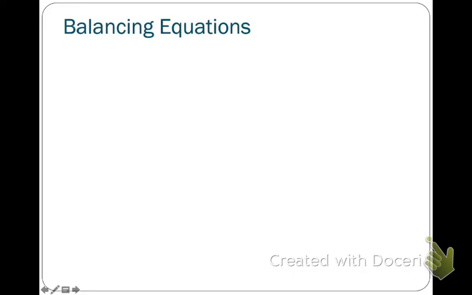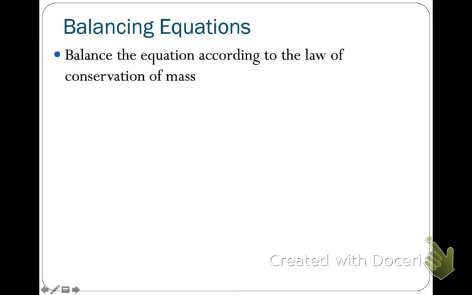All right, so last class we looked at different types of chemical reactions and chemical equations that represent those reactions. And today we're going to talk about balanced reactions, which means we're going to look at how we satisfy the law of conservation of mass.